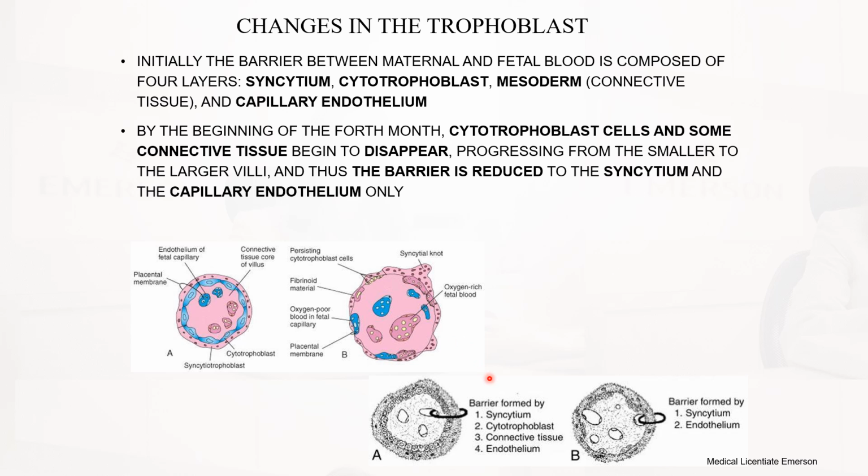So this is what we are talking about. In A, the barrier is formed by the syncytium, cytotrophoblast, connective tissue, and the endothelium. Then by the beginning of the 4th month, the cytotrophoblast and some connective tissue begin to disappear, so we move from A to B. In B, the barrier is formed by the syncytium and the endothelium only. That's what we are talking about.